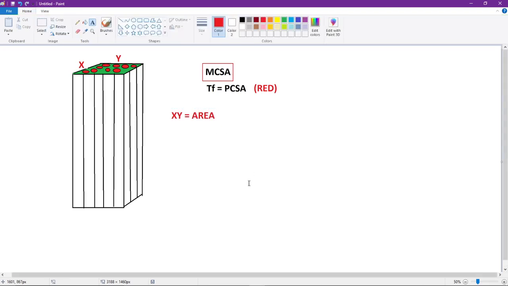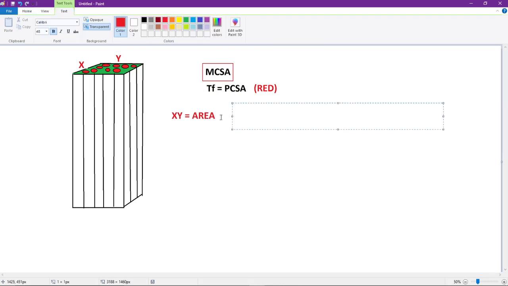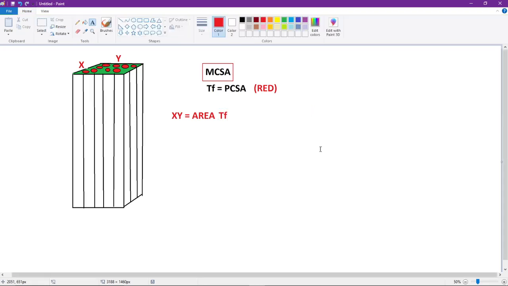So the multiplication of the length into the width of this muscle will give me the extent of the area which is producing the force. If I only take the MCSA, not PCSA, it will be proportional to the tensile force generation.